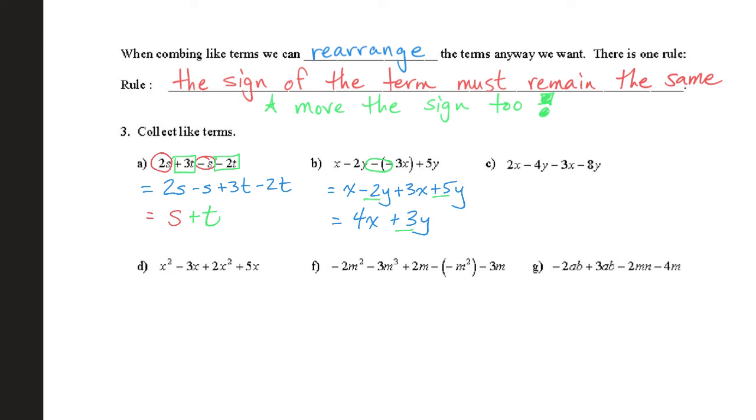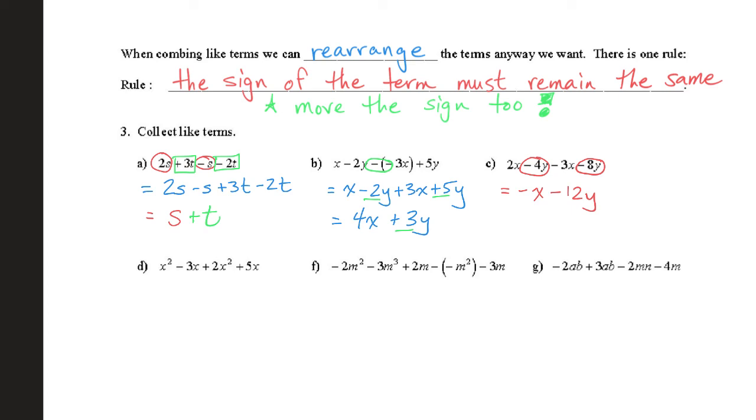Okay, a little confirmation on problem C. I have a 2x and I subtract a 3x, so that is a negative x. Don't write negative 1x, that's bad form. And then I have a negative 4y, subtract 8y, there is my negative 12y. Remember, the sign of the term comes along when we collect.